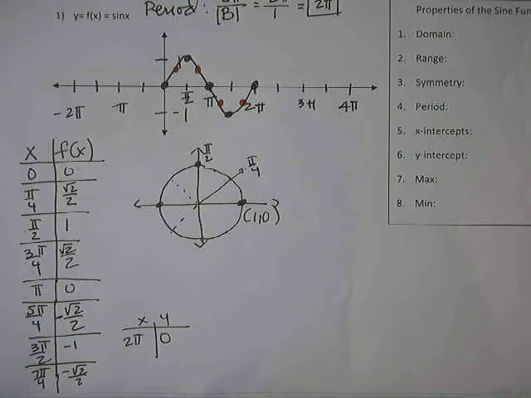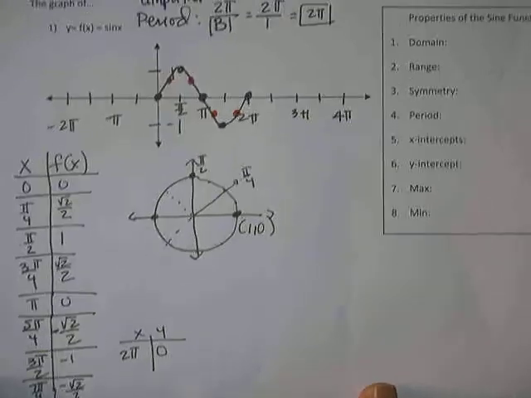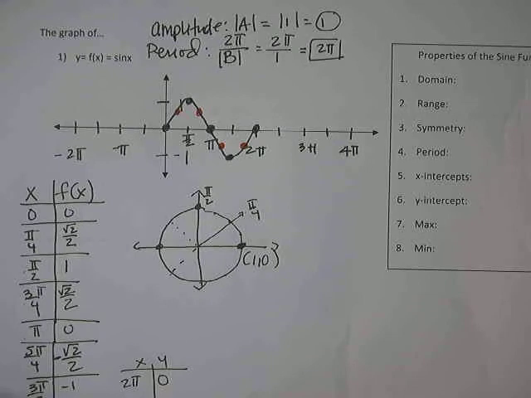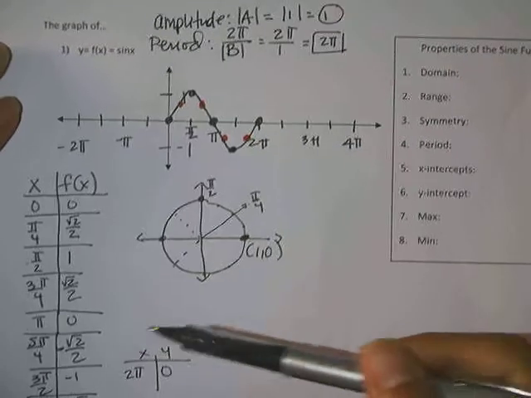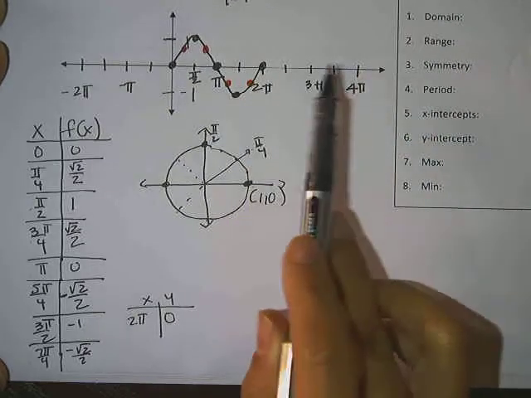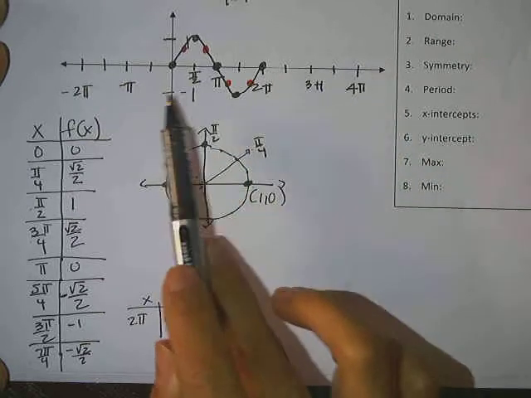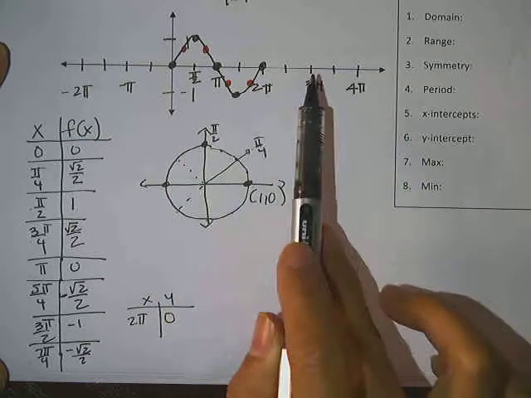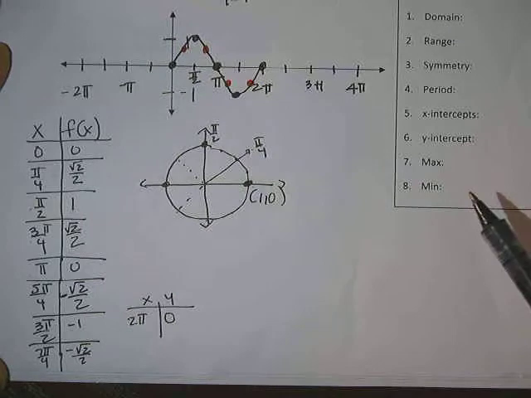Now what happens if I graph the next period? Then it's going to repeat itself. The period is the distance that you have to go before it repeats. I'm not going to make a table anymore, guys, because every period this is going to repeat itself. This is why trig is periodic.